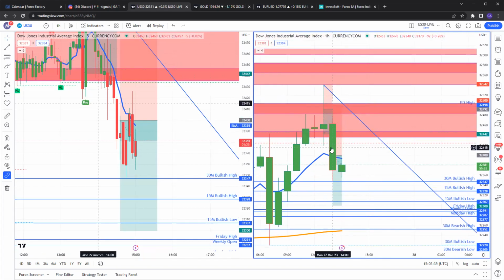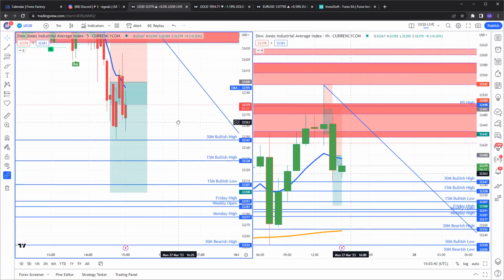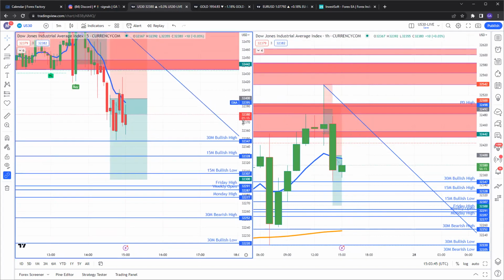And if the hourly candle closed below the 9 EMA, we needed a retest of the 9 EMA on the hourly for a nice sell. But right now, this trade, I'm going to hold it. I'm almost sure that this trade is going to go straight to take profit. The only thing holding it up is this 30-minute and 15-minute bullish highs and lows. But they're just lower time frame areas, so we should be golden for this sell.